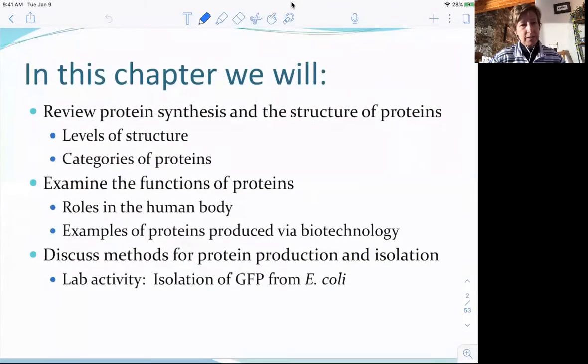So, what we're going to talk about in this chapter is how proteins are made, and we'll look briefly at the process of protein synthesis, and then we'll talk about the structure of proteins, which includes the levels of protein structure and also categories of proteins in terms of what they do. And then we're going to look at the functions of proteins, the roles in the human body, and then also how we apply this in the biotechnology industry, and look at some of the important proteins that are produced to treat disease or solve other problems. And then we'll talk about the methods for protein production and isolation and use the GFP protein as an example of that.